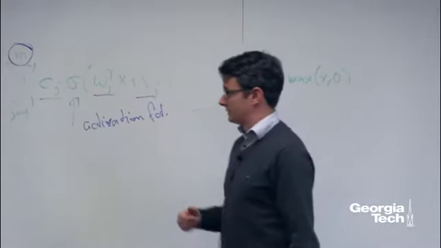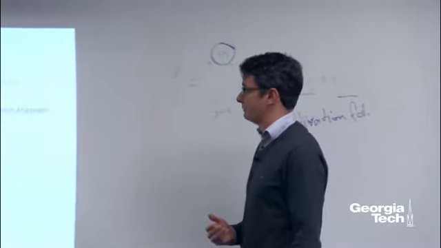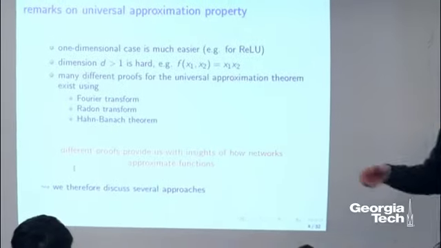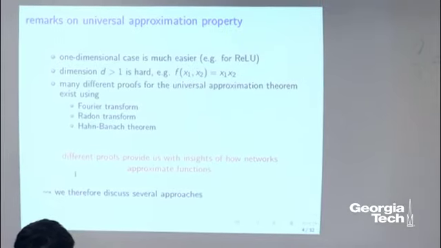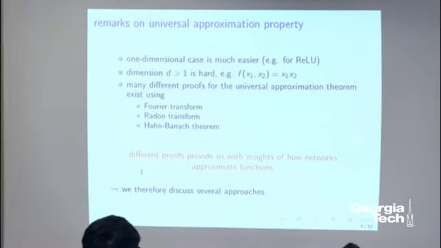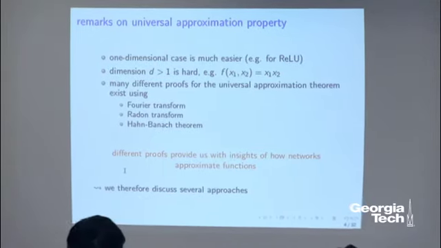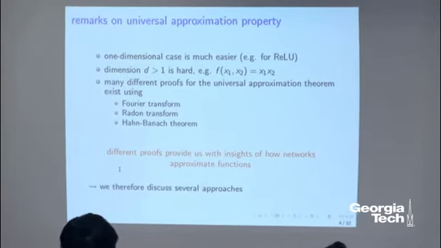In 2 dimensions or higher dimensions, it's much harder, and that reflects here in, for instance, that if you have 2 inputs, you can do many things like multiplication, which are not so easy to approximate with the structure of this form.